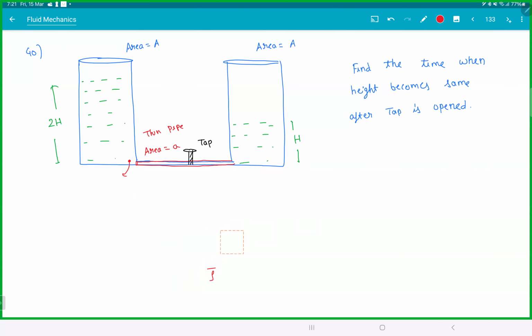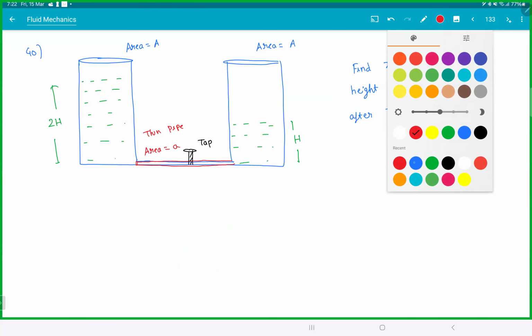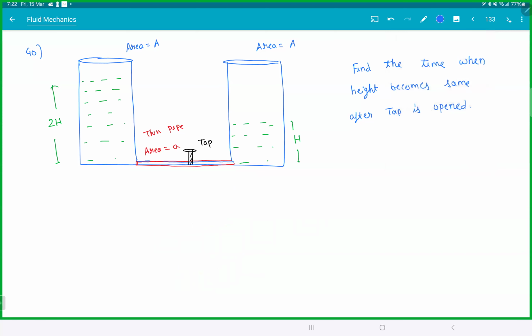Let's see. I don't know whether we can solve this integration or not. Maybe I should have made one side empty, I guess. No, it won't make a difference. 3 root 2 h cube d. I don't know the answer. This is the first time I'm doing this.